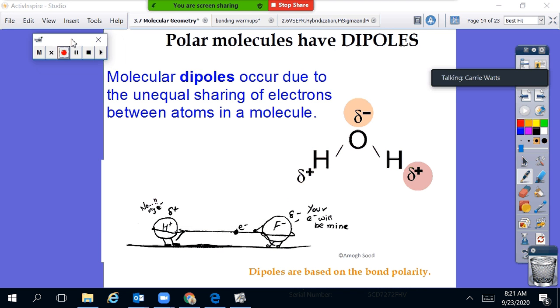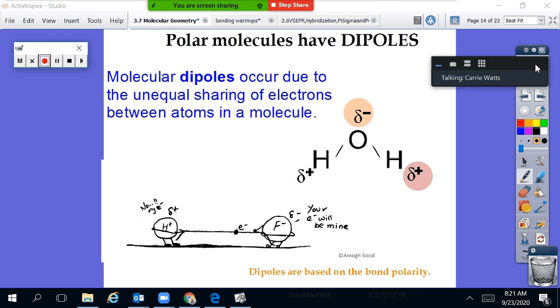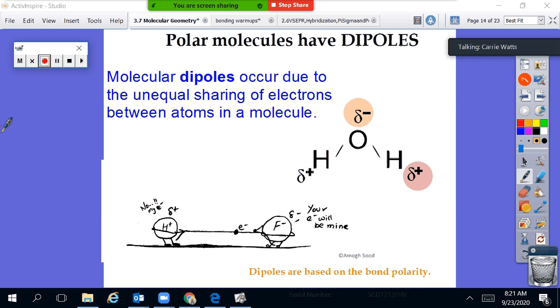Okay, so today we're talking about polarity of a molecule. Polar molecules have dipoles, and actually nonpolar molecules have dipoles. What we're looking for in a polar molecule is that it's going to have what's called a net dipole force. Molecular dipoles occur due to unequal sharing of electrons.